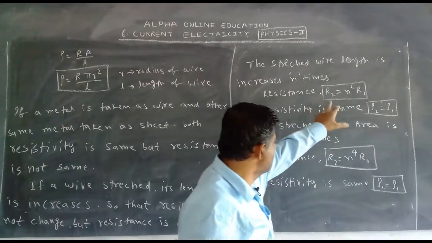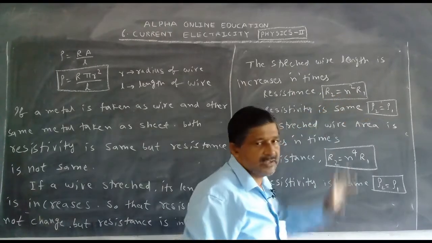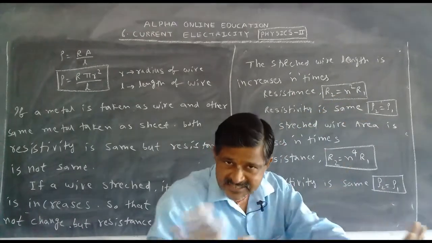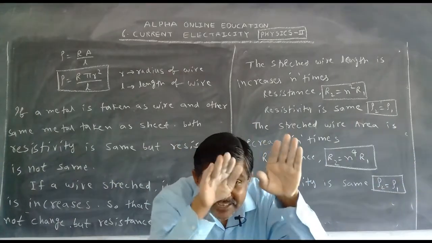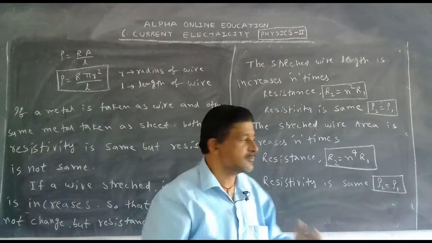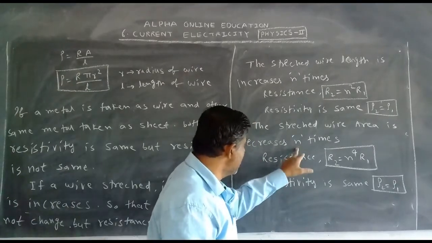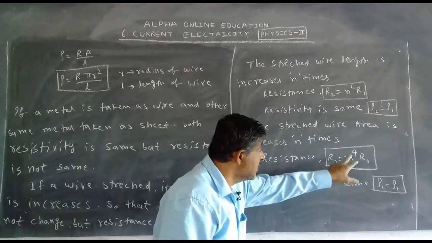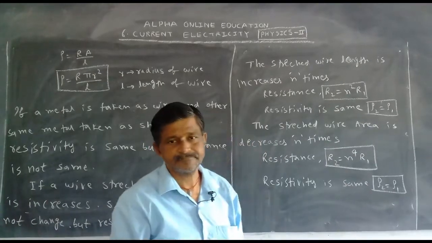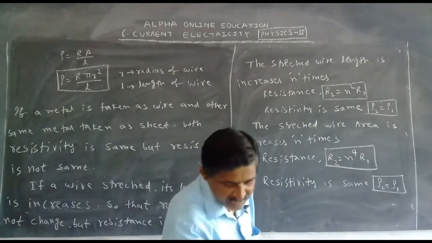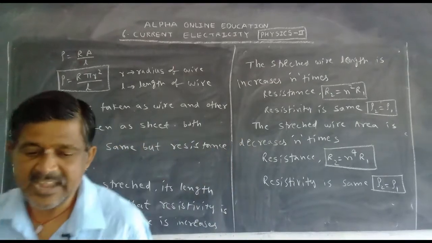That's why the formula is n square R1, but resistivity is the same. If the wire is stretched, the cross sectional area decreases n times, resistance increases n power 4 times, and again resistivity is the same. Okay, this is about the relation between resistance and resistivity.